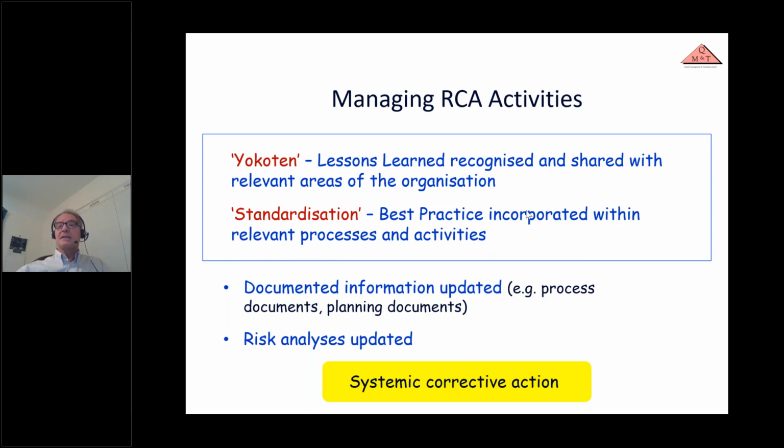Continual improvement. Documented information such as process documents, planning documents, and risk analyses are likely to be updated. So these are systemic actions that go beyond simply solving the current problem. And these will help the organisation hopefully to reduce the number of problems which occur in the future.